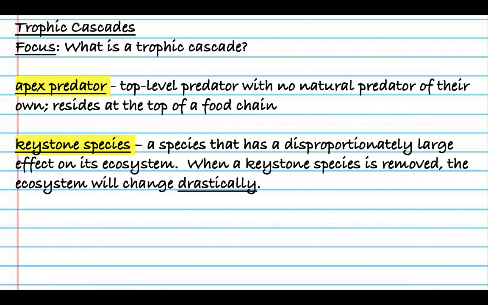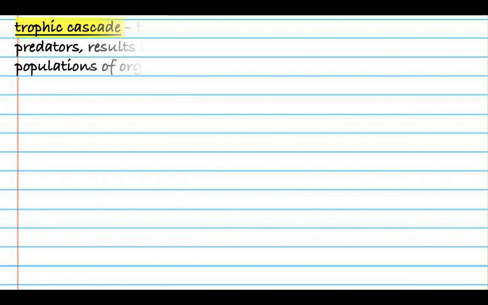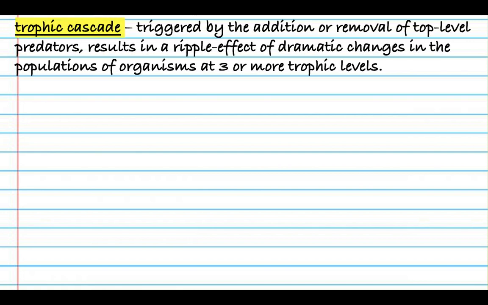And our final word for today is trophic cascade. Remember, trophic, we're talking about those trophic levels of our energy pyramid, and cascade, something that's kind of falling down or having a trickle-down effect. A trophic cascade is triggered by the addition or removal of a top-level predator, so in other words, an apex predator. It results in a ripple effect of dramatic changes in the populations of organisms at 3 or more trophic levels.